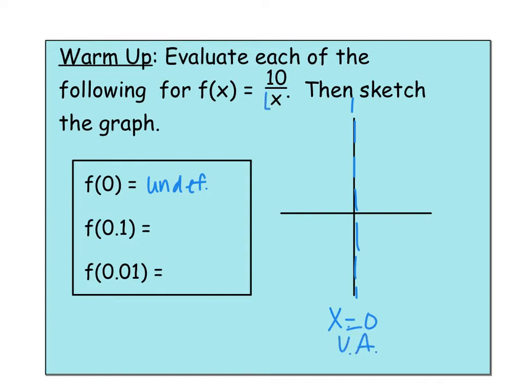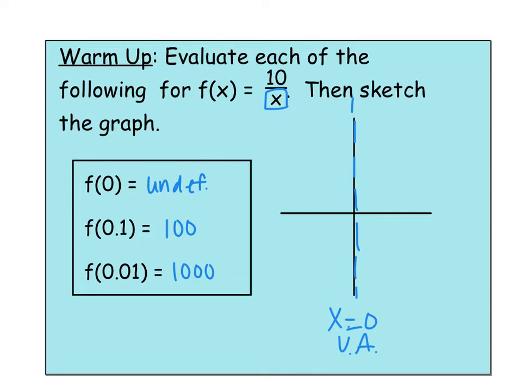Remember again, anything that makes the denominator 0 is a discontinuous value. In this case, it's a vertical asymptote because nothing got canceled out. But what happens as we change x values? What is f of 0.1? So 10 divided by 0.1 is actually 100. And I'm just doing these on a calculator. 10 divided by 0.01 is 1,000.